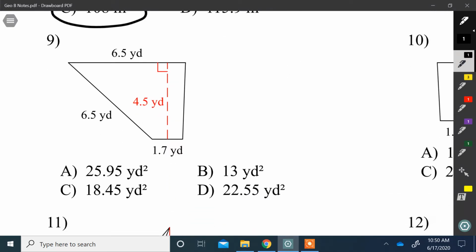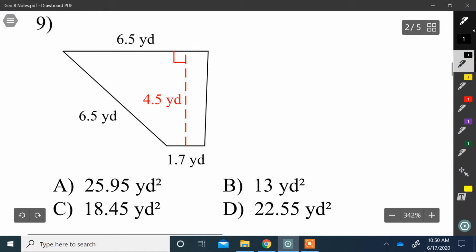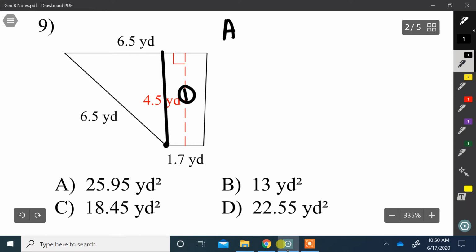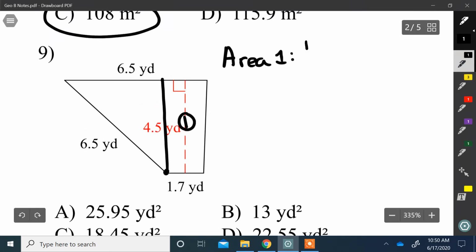Okay? Let's take a look at this one right here. It seems that we have a lot of things going on in here. First of all, the way I like to do this is you have to realize that you have two things. First of all, you have a rectangle. Okay, so I'm going to call that area 1. Okay, and I'm going to try to find the area of that rectangle. Well, that's very easy. All I have to do is multiply the length times the width.